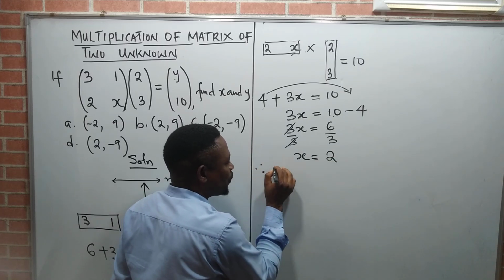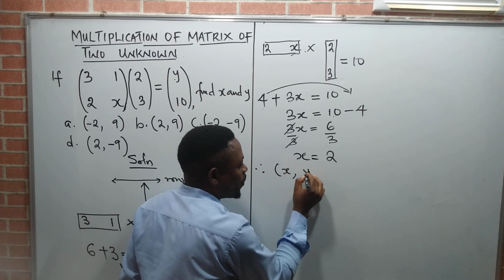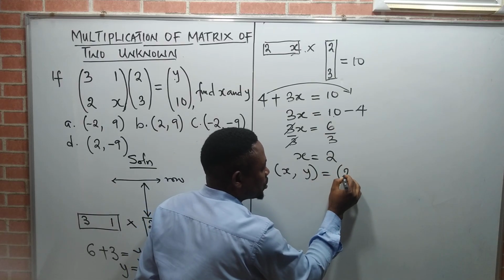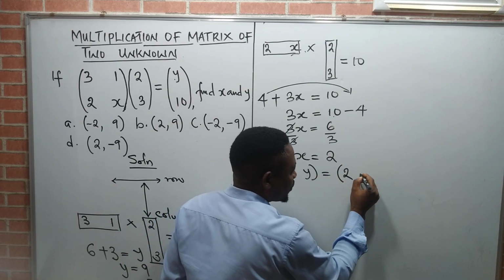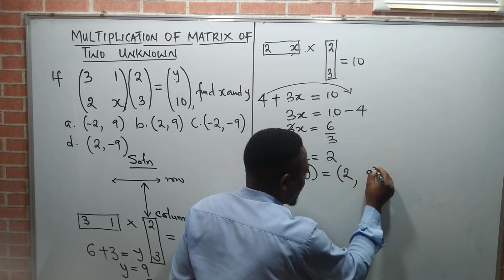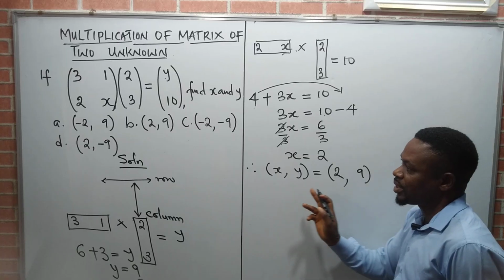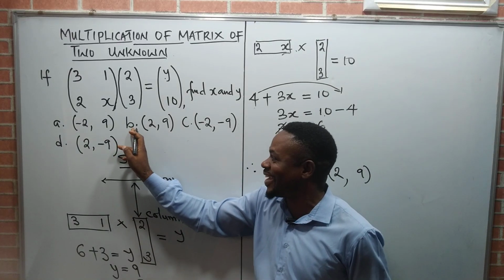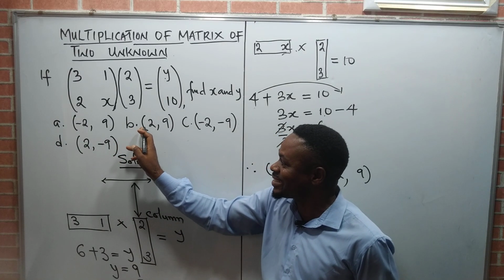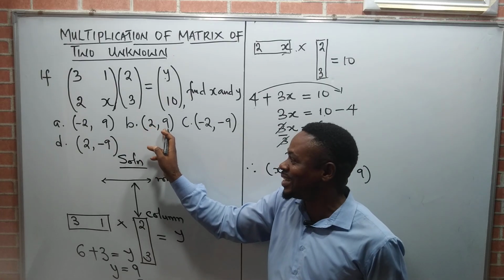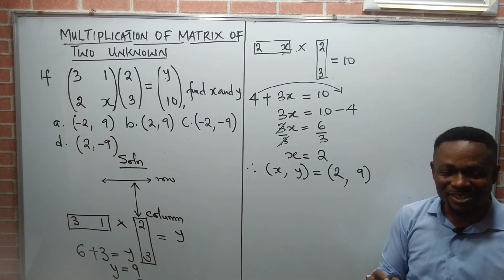So we now say therefore the value of x, y is now equal to x is 2, and the value of y is 9. Now let us check the options and know if there is something like that in the options. Now I want you to observe this option. Can you see it now? So the value of x and y is 2, 9. So that is how to solve it. Do you understand?